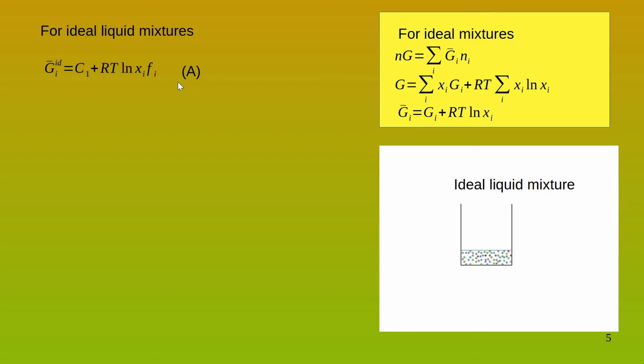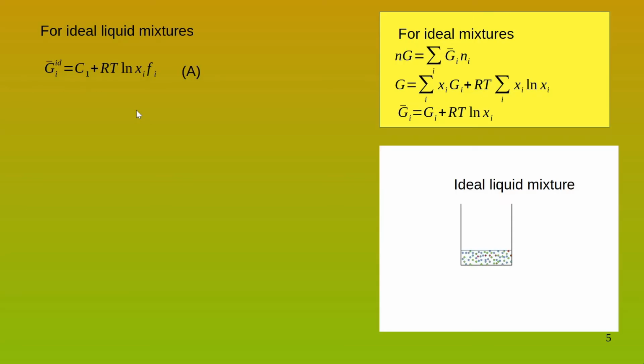Now how do we arrive at this? We just take this equation and substitute Gi in this from this equation that we had previously got, and we get this equation.